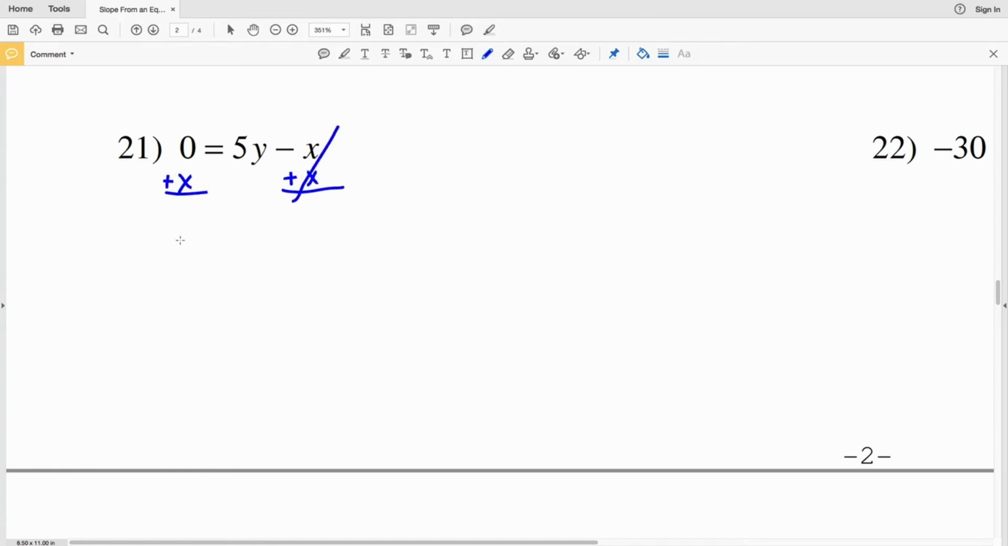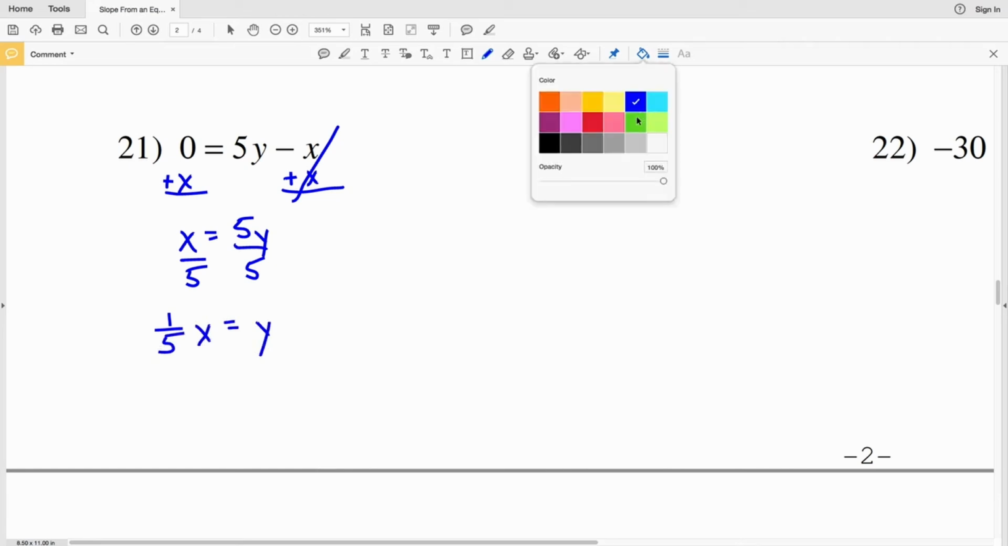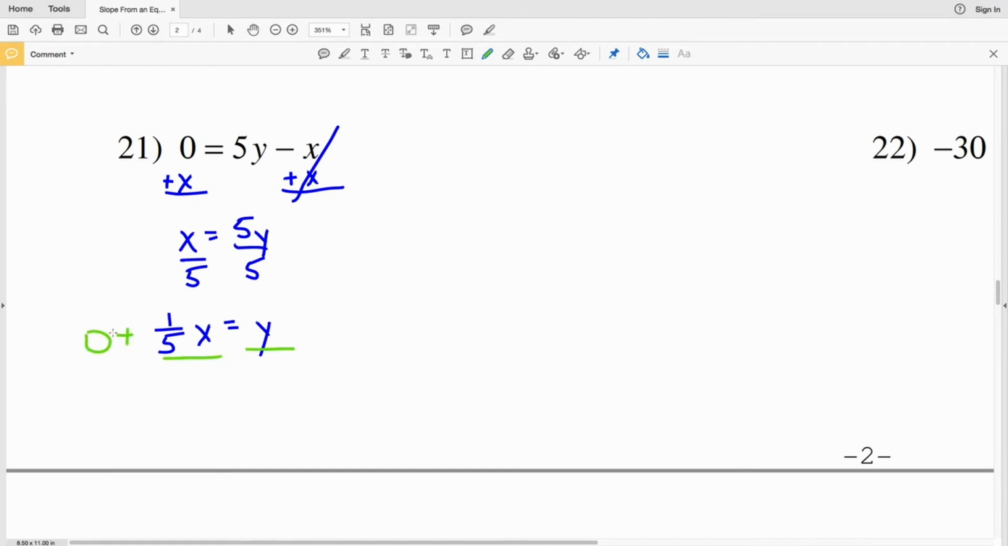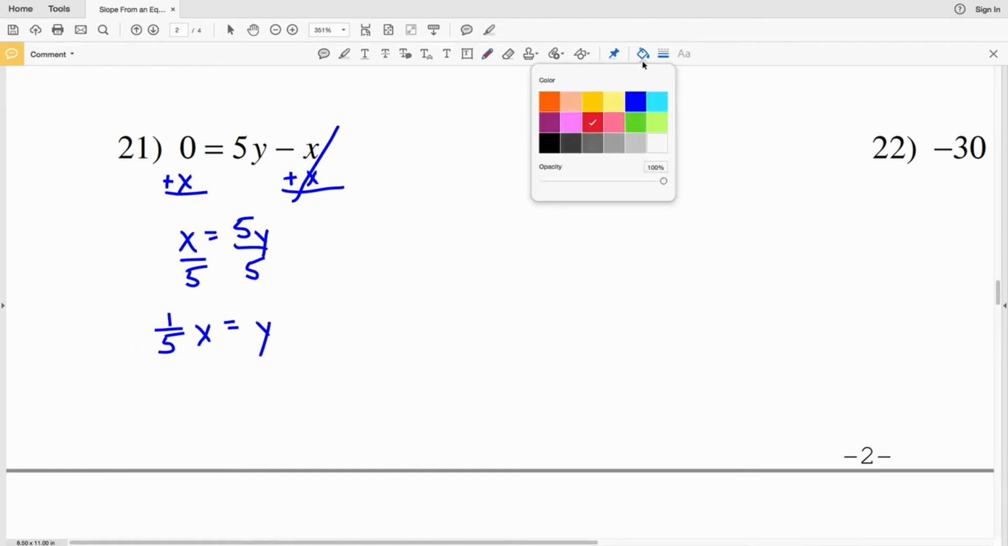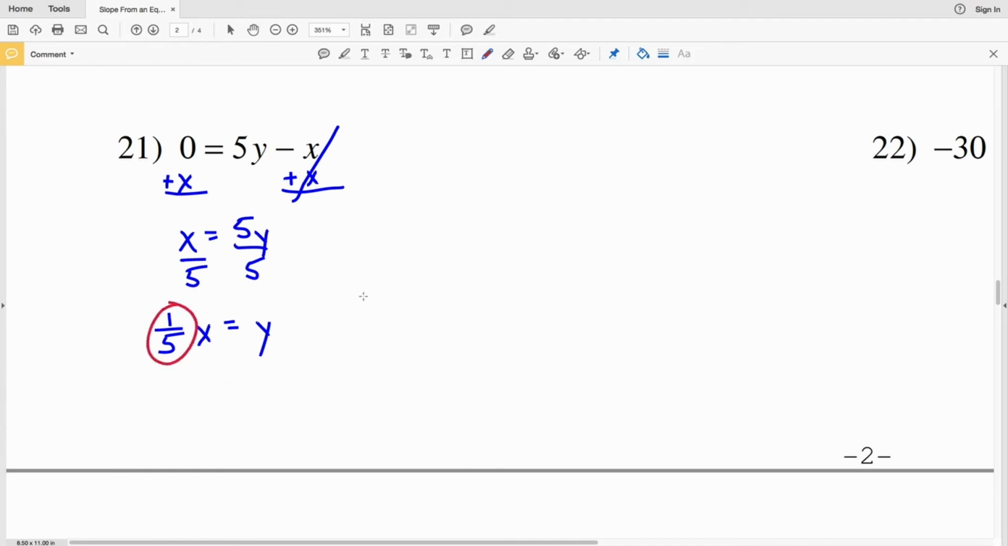Doing this will leave me with x on the left, and that's equal to 5y on the right. Then I'll just divide both sides by 5. So we'll have 1/5 x is equal to y. So we have our y, and that's equal to mx plus our b, which would be 0. So our slope is 1/5.